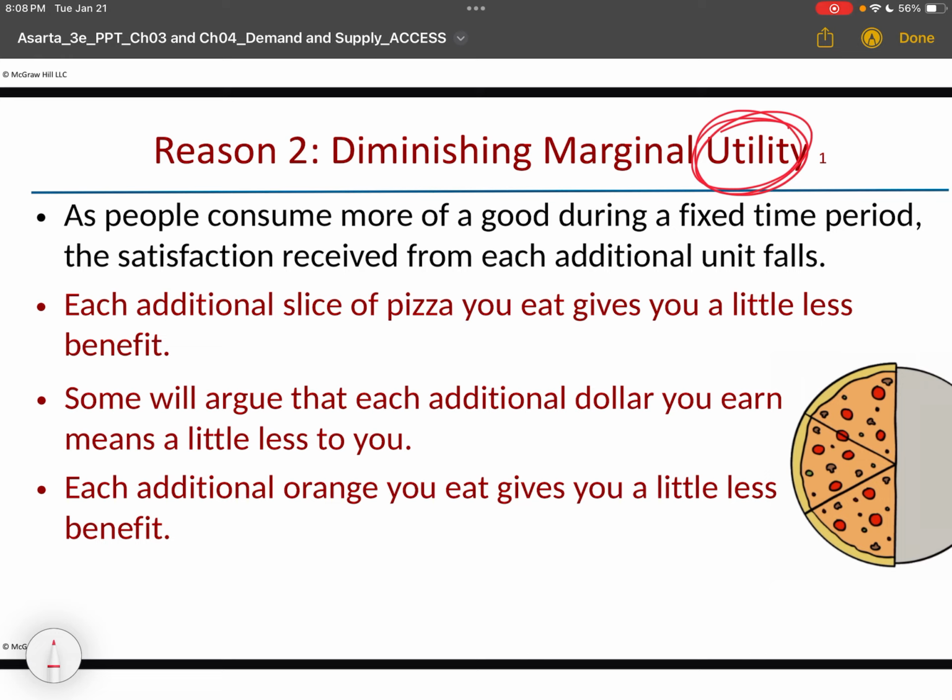Now, by the fifth slice, you're done with it, aren't you? Yeah. That means the additional satisfaction you are getting from the additional fifth slice, it's falling. After the first slice, every additional bite you take, the additional satisfaction you are getting is falling. So that's why we say marginal utility, as you consume more goods, diminishes.